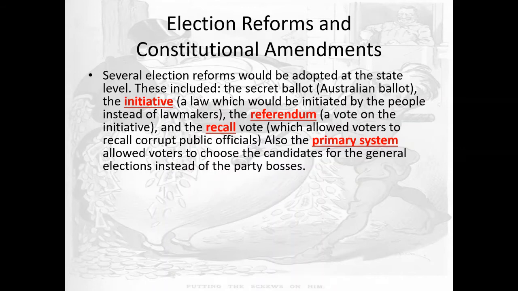An initiative, a law which would be initiated by people instead of lawmakers. A referendum, a vote on the initiative, and the recall vote, which allowed voters to recall corrupt public officials. Also, the primary system allowed voters to choose the candidates for the general elections instead of the party bosses. So, we have primaries, Republican primaries, Democratic primaries, to choose the candidate for each party that's going to run in the election.